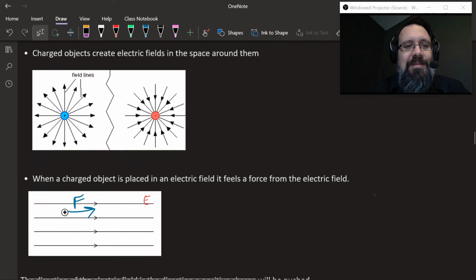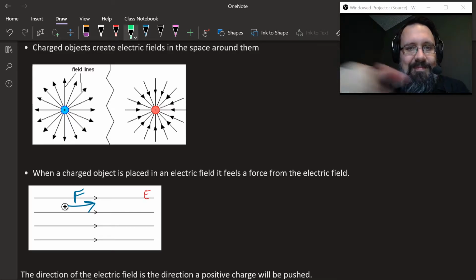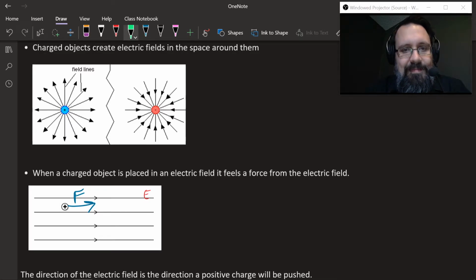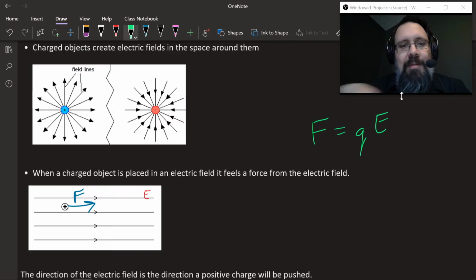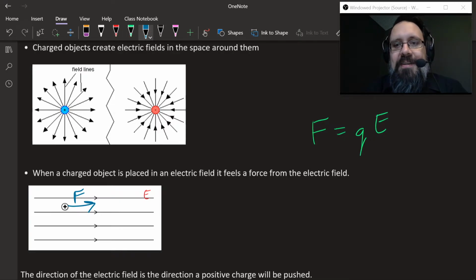Yeah, ask your question. Charge is a scalar? Yeah, charge is a scalar. So if you look at the equation, it's F equals QE. Doesn't matter which order. But you'll notice that charge is just like mass. It's a scalar. So charge doesn't have direction.